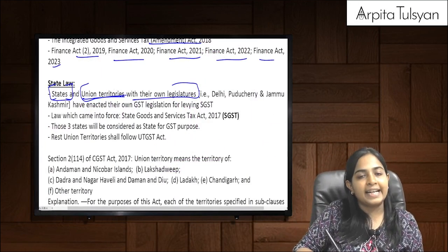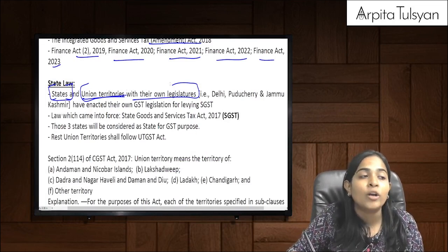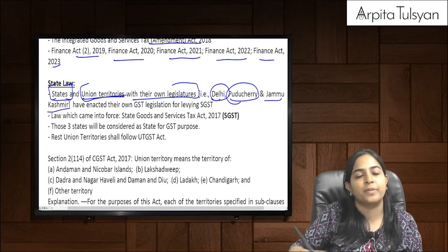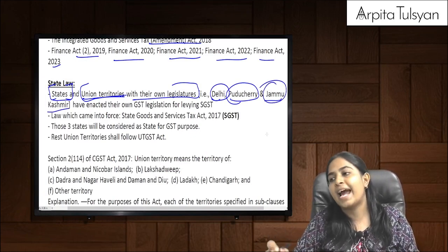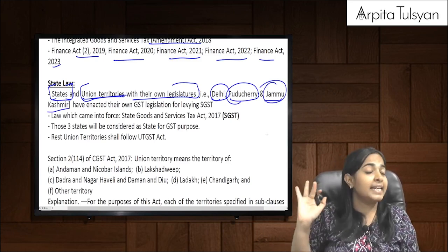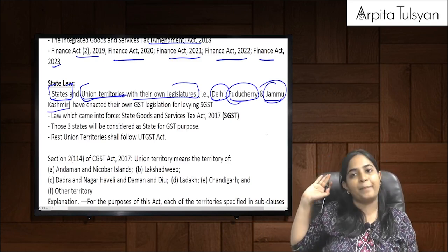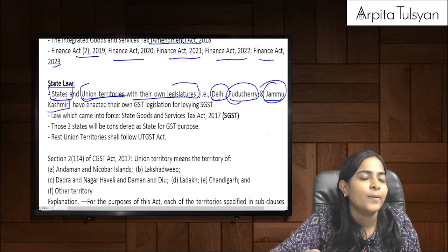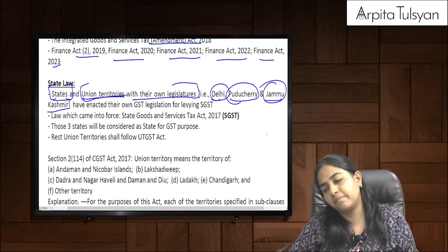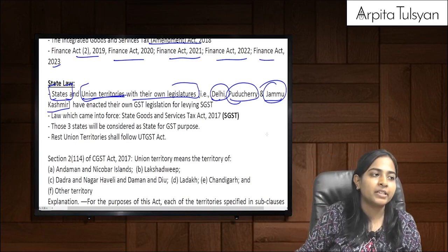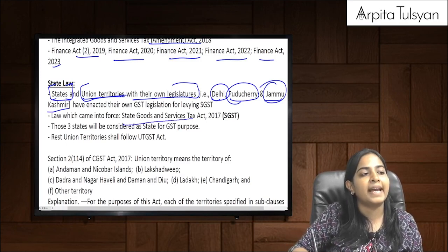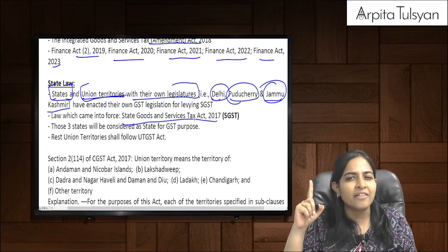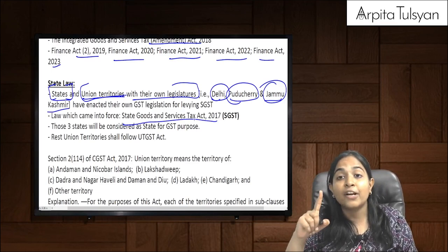See here, states and union territories with their own legislatures. That is Delhi, Puducherry and Jammu Kashmir. These three said that even though we are union territories, we will prepare our own legislation. So we said, okay, if you are preparing your own legislation, then UTGST will not be applicable, SGST will be applicable. They said, yes, fine, we were happy with it. And for that, the respective SGST Act was made applicable. Central was CGST, then we had one IGST, then we had one UTGST.